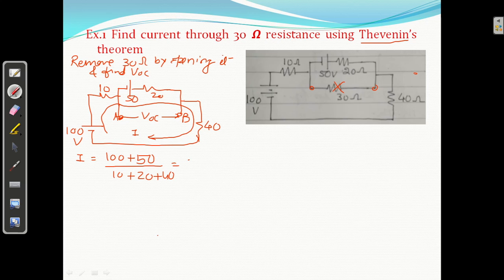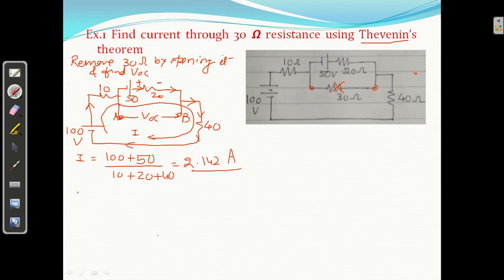So I am getting 2.142 ampere. I am getting this positive, which means this direction is correct. So current is going in this way, like this. And we know current flows from higher to lower potential. So this is higher, this is lower. So what we will do? We will find a VOC between these points.